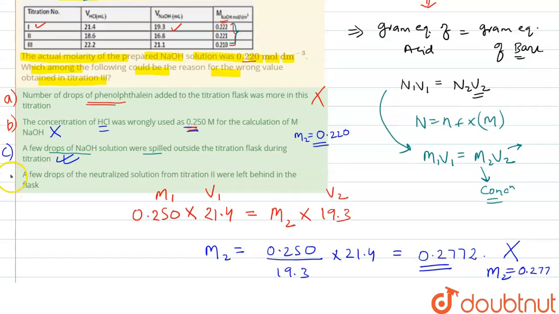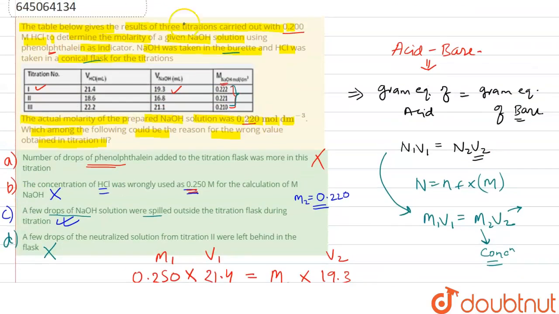Let's talk about option D. Option D says that a few drops of neutralized solution from the second titration were left behind in the flask. This is wrong, because every time we are taking a new flask. That's why this statement is wrong. So the correct answer of this question is option C. C is the correct answer.